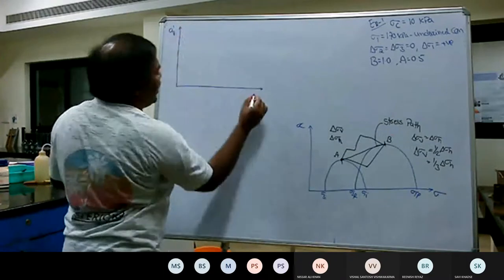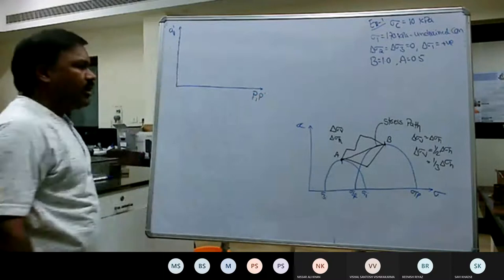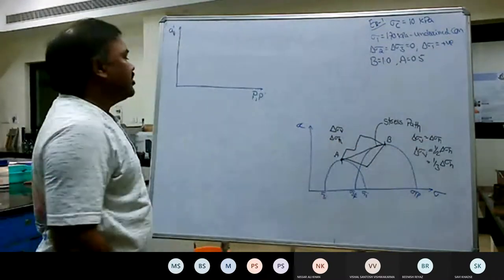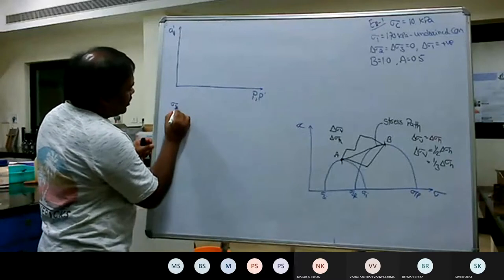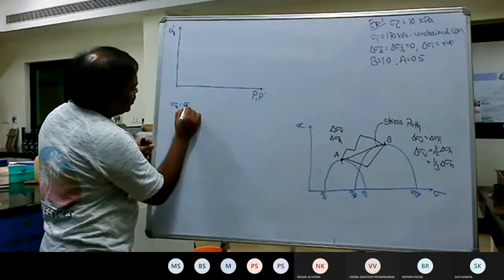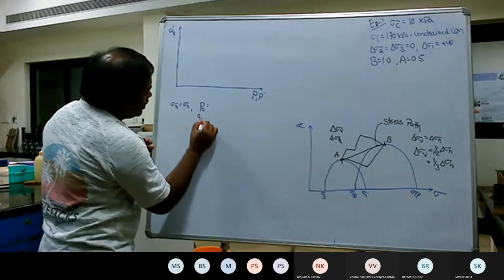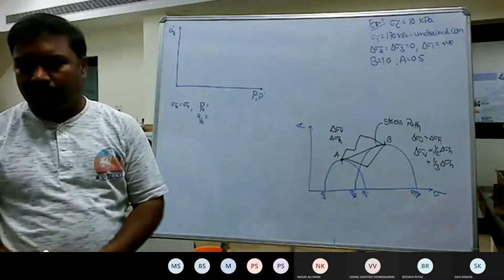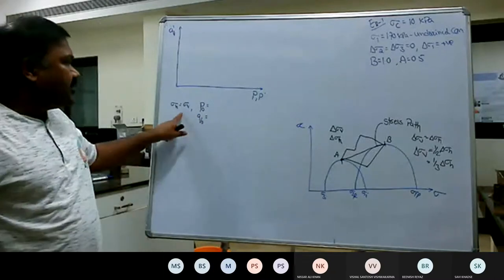This is Q or Q dash. This is P or P dash. Okay. So now let us take the condition of sigma h equals sigma v. So sigma h equals sigma v. Then what will happen to p naught and q naught? Can anybody tell me? Where is this point, sigma h equals sigma v?